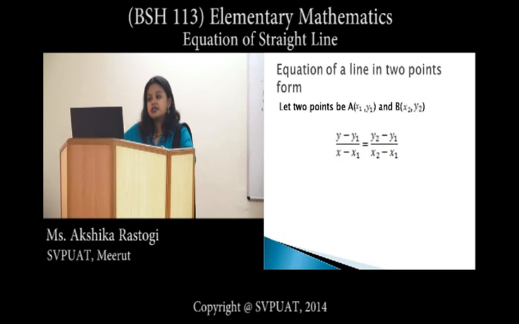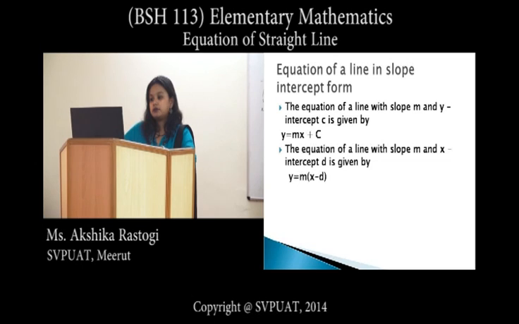Then our third condition is where two points are given and slope is not given. So what we do, we put the value of slope also, that is y2 minus y1 upon x2 minus x1. Then we have a situation where we have the value of slope and the value of intercept. The intercept might be on the x-axis only, or on the y-axis. Then we have two results regarding that. First is when we have an intercept on the y-axis and the slope is given. Then we have y equals mx plus c.